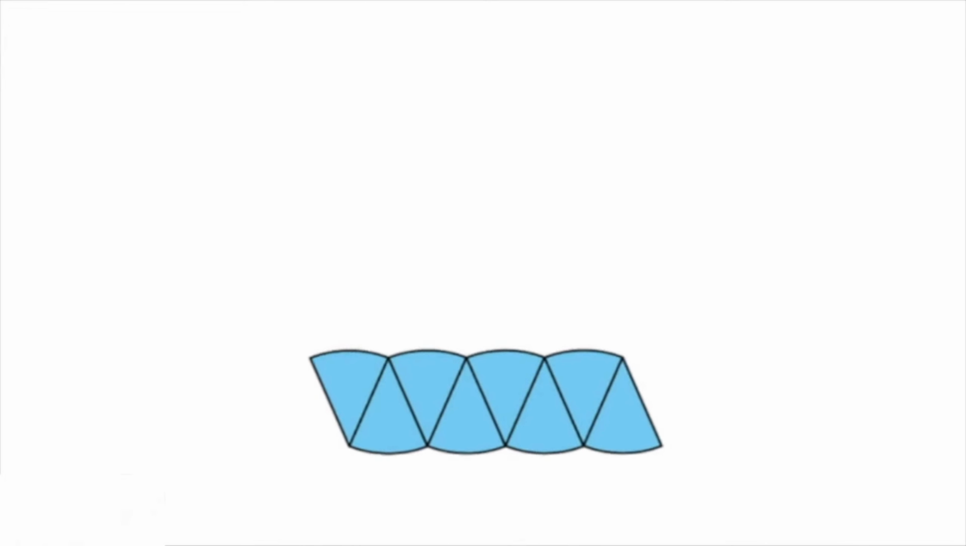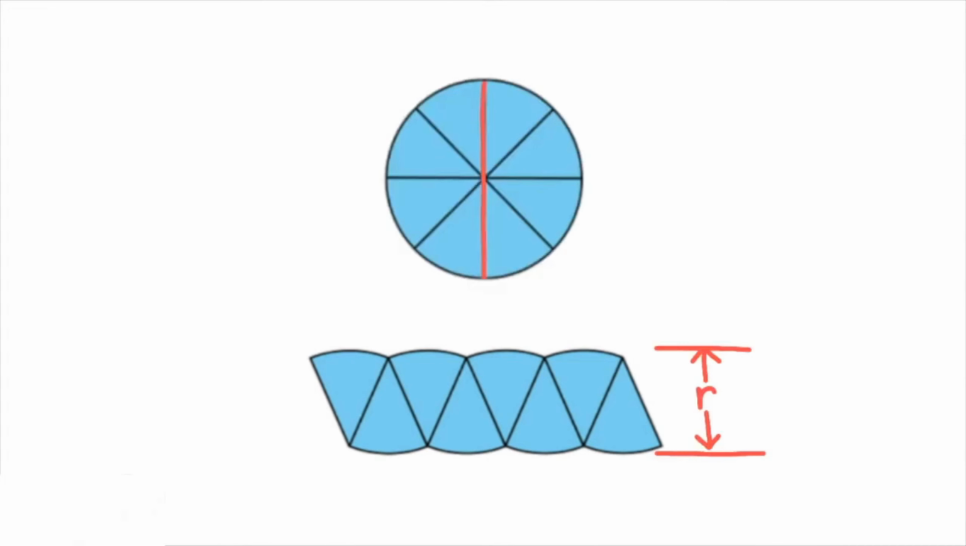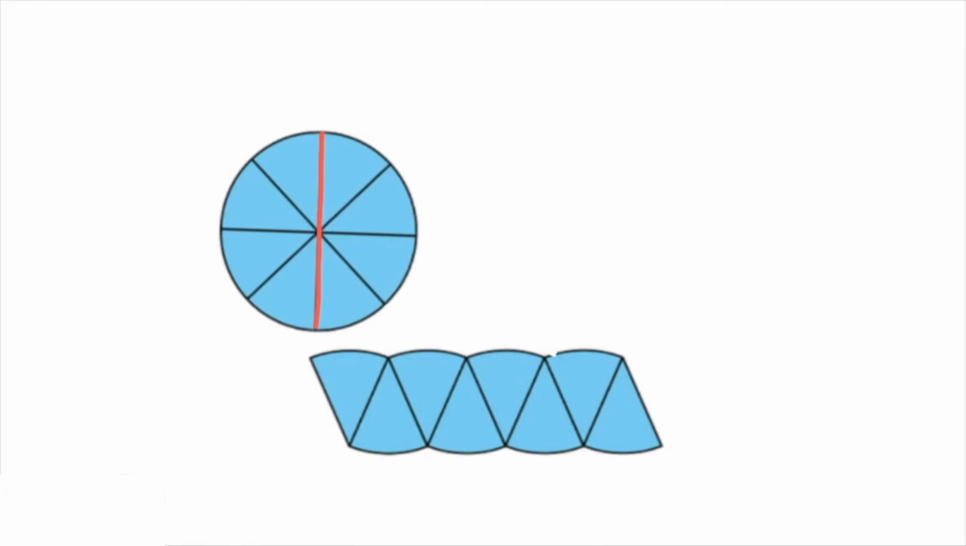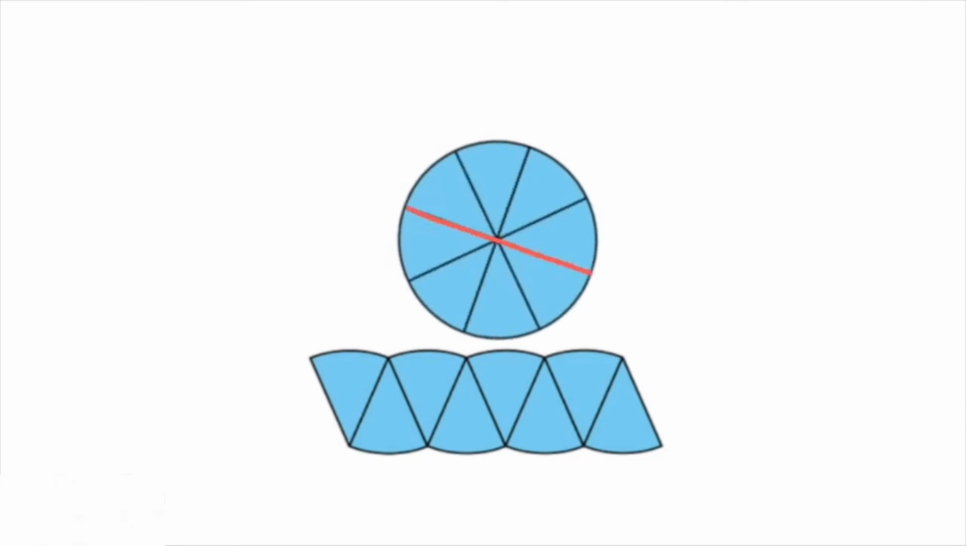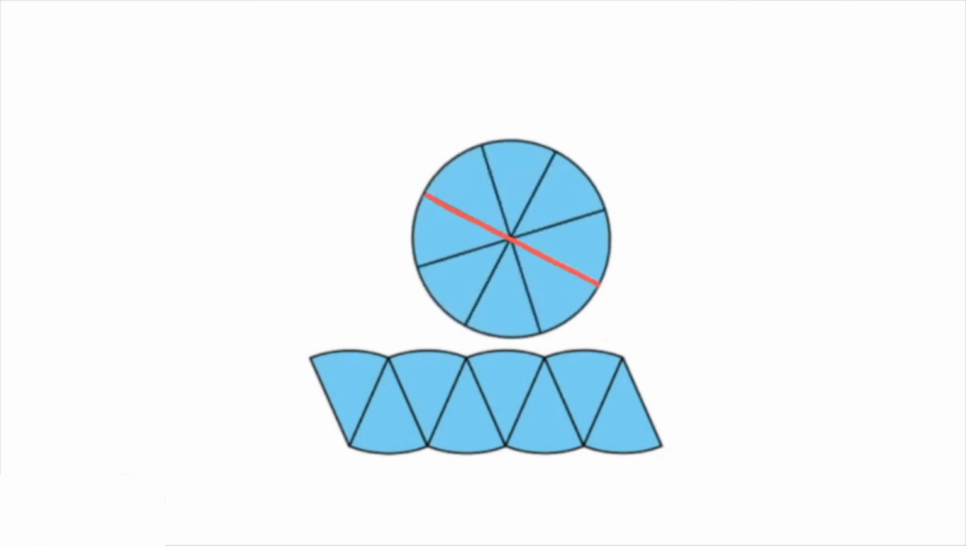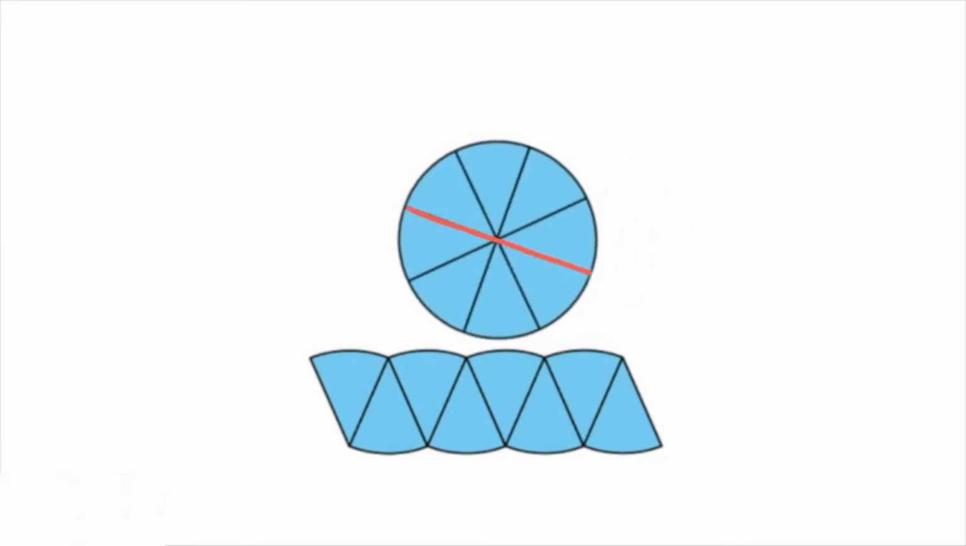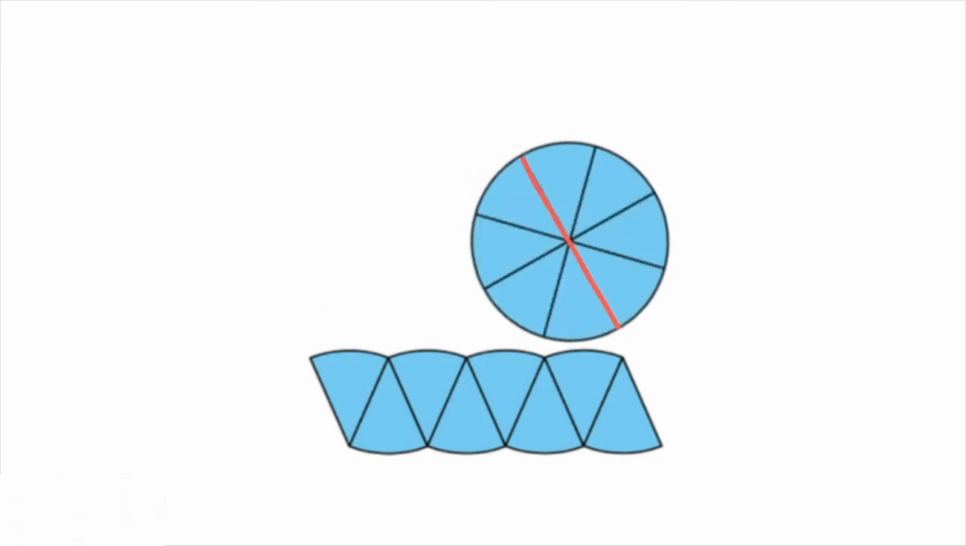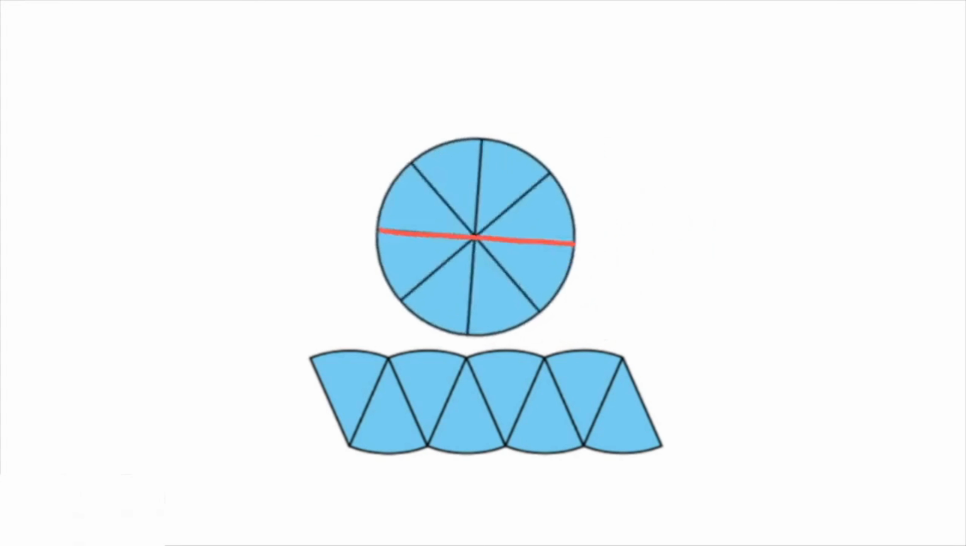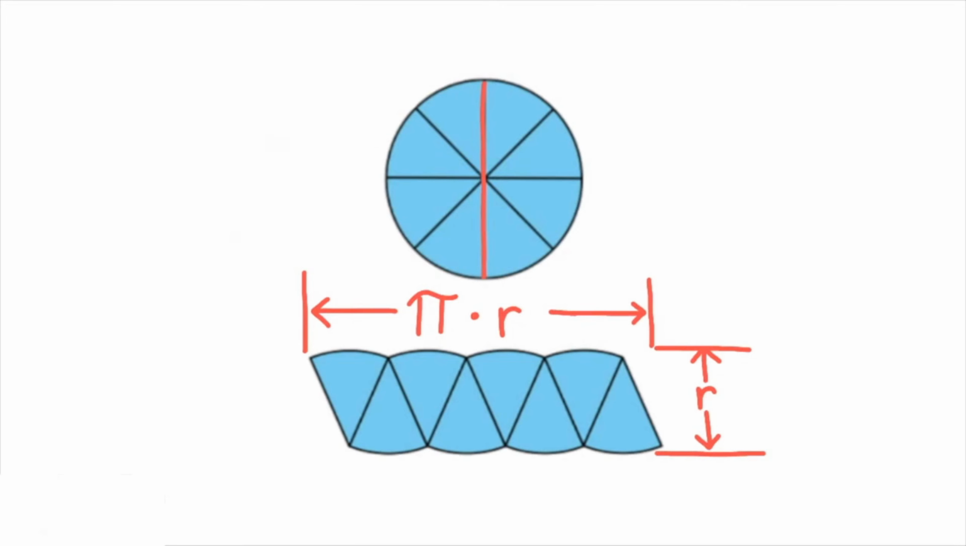You can find the area of a rhombus the same way you find the area of a rectangle, base times height. The average height of this rhombus is the radius of the circle, or half the diameter. The length of this rhombus is half the circumference of the circle. The full circumference would be going all the way around the circle, but as you can see here, the length of this rhombus just goes halfway around the circumference of this circle. And that length could be represented as pi times r.